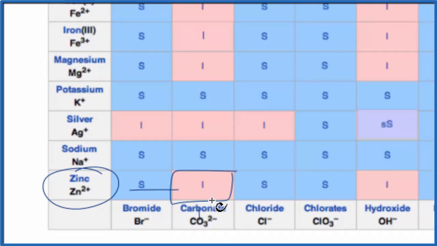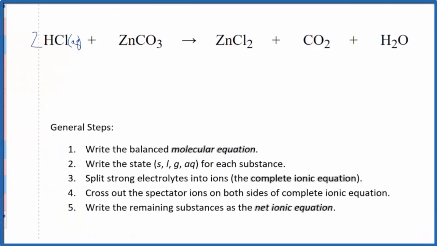So since it's insoluble, it won't dissolve in water. What we'll do is we'll just write an S because it's a solid. It's not dissolved, so it's a solid. Chloride's very soluble, aqueous, carbon dioxide's a gas, and then water is a liquid. So we have our states.